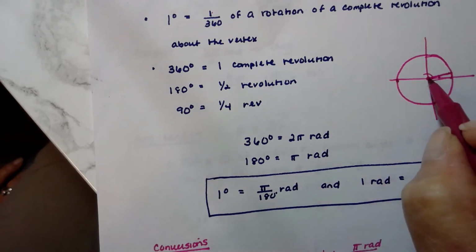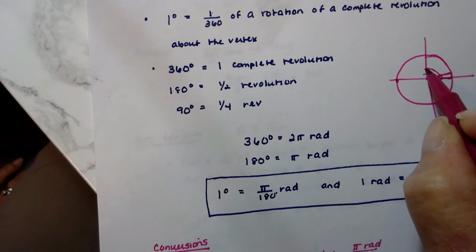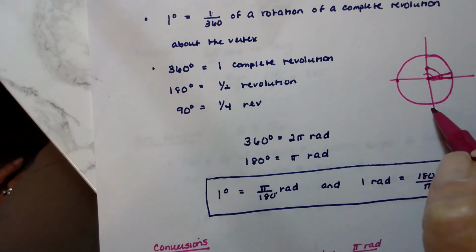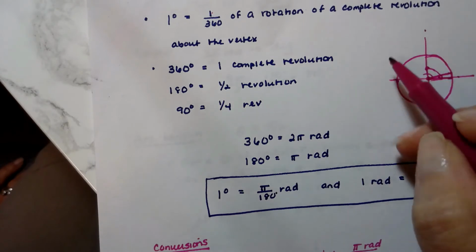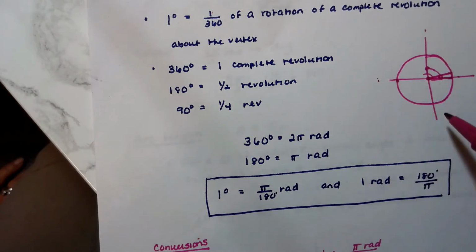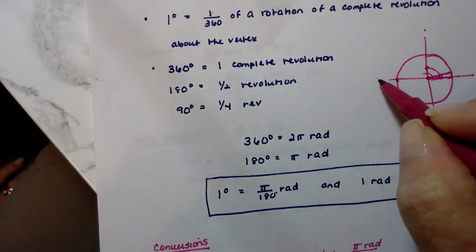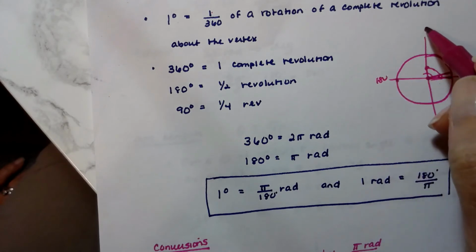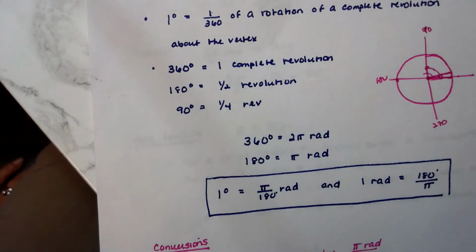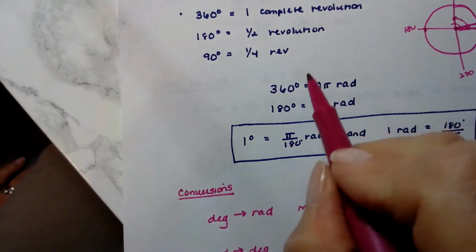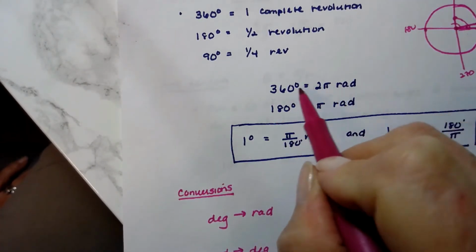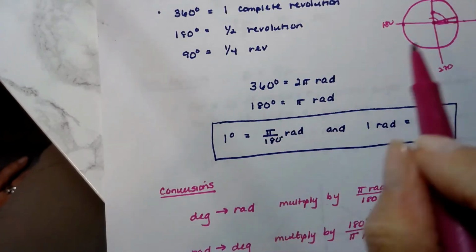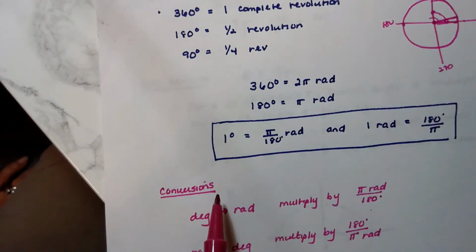A quarter revolution, I would start here and swing up here. That would be 90 degrees, okay? So 0 degrees, 90 degrees, 180 degrees, 270 degrees, and then 360 degrees, right? 180 and 90. So we know that 360 degrees equals 2 pi radians, right? Those are full revolutions. And 180 degrees equals pi radians.